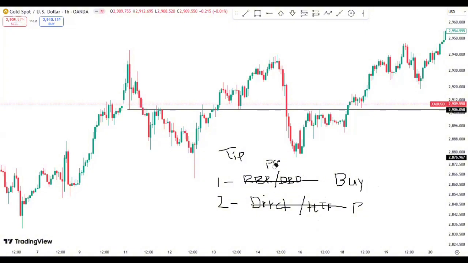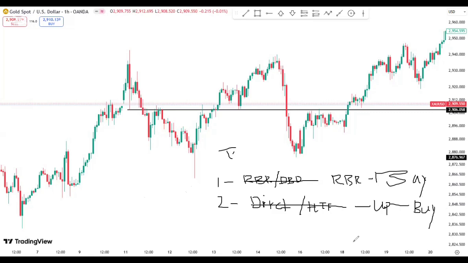If the direction of the continuation pattern is buy, when I check my market and I see that I have a continuation pattern, what am I going to do? A continuation pattern such as rally, base, rally. It's buy, right? And then I come to number two, the direction of the market. Is the market going up or going down? The market is going up. Therefore, I'm good to buy the continuation pattern. I don't use the candlestick confirmation.